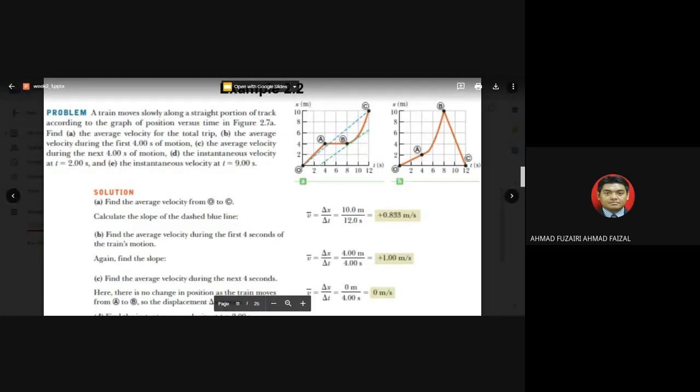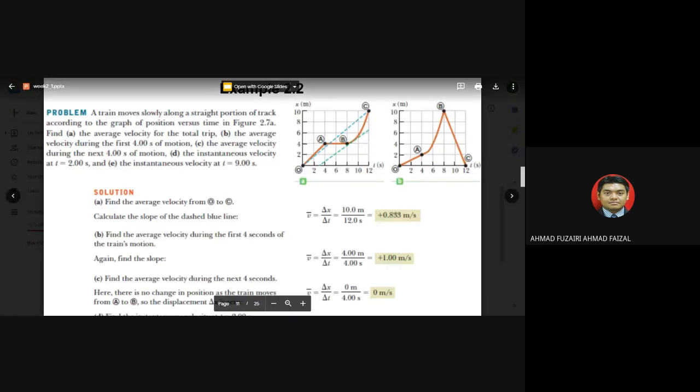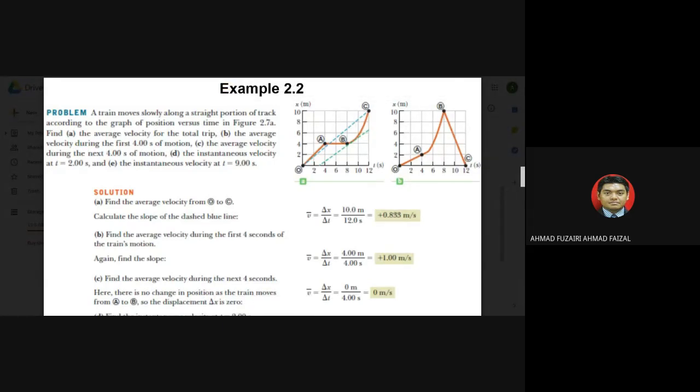Okay, contoh dia, find the average velocity for the total trip. Okay, so average velocity is total distance or total displacement over total time. So how many displacement? So from 0 until 10 meters. Okay, so divide with 0 until 12 seconds. So that's why 10 divided by 12. So you can see here, okay, the average velocity is positive 0.833 meter per second.